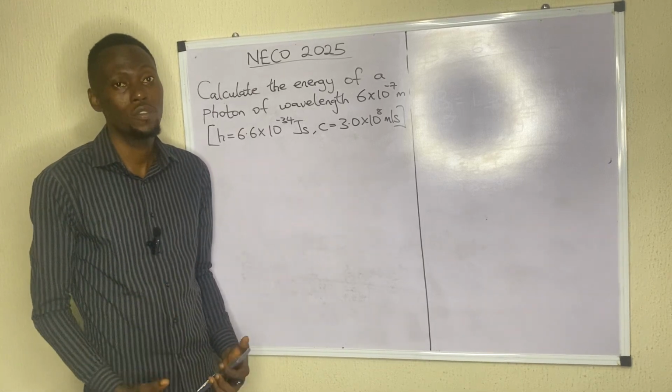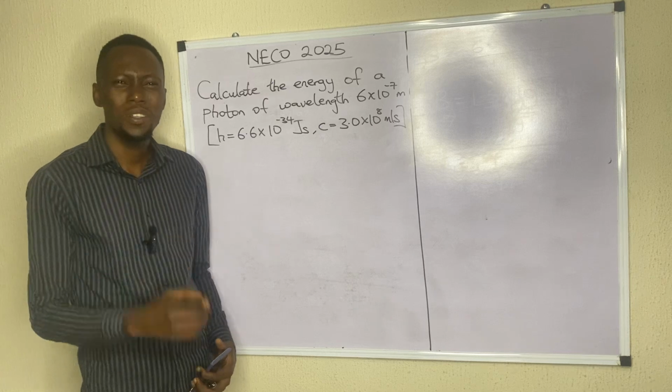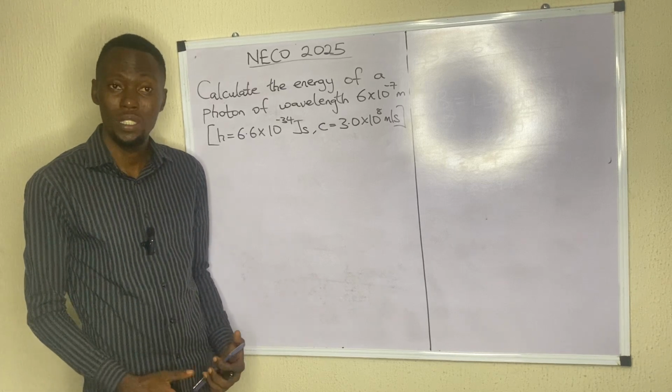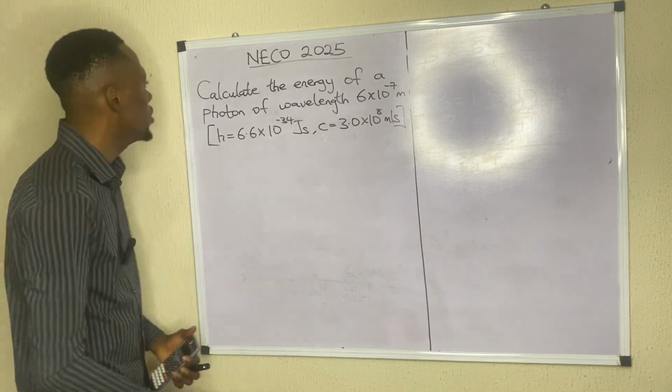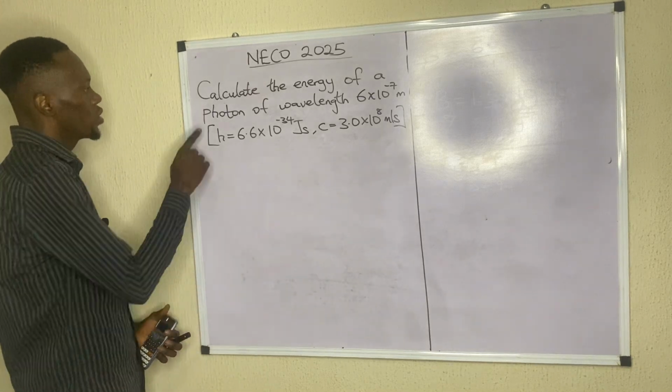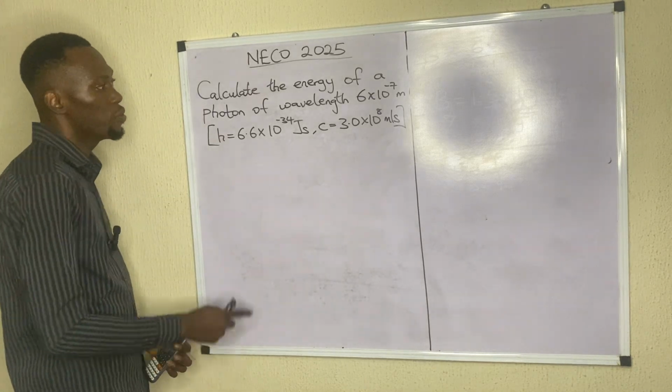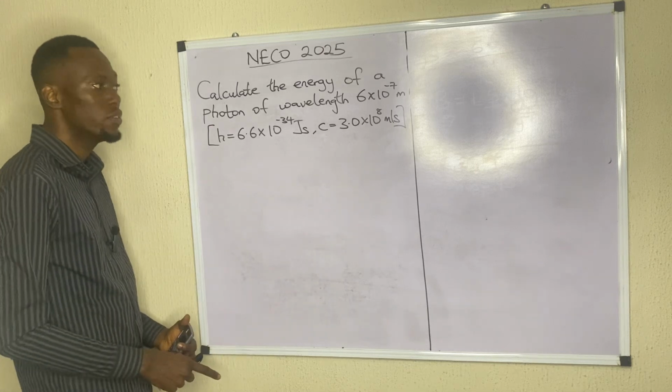Today we have a common physics question. How can you calculate the energy in a photon when its wavelength is given? Let's do this step by step. Okay, this is the question. Calculate the energy of a photon of wavelength 6 times 10 raised to the power minus 7 meters.